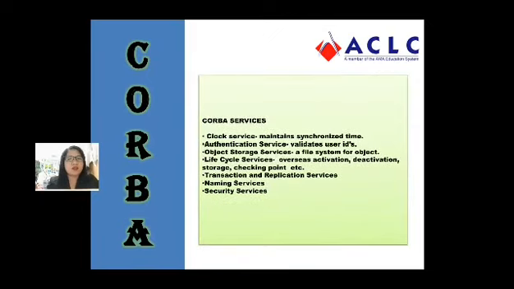CORBA services. Clock service maintains the synchronized time. Authentication service validates user IDs. Object storage service is a file system for objects. Lifecycle service oversees activation, deactivation, storage, checkpointing, etc. Transaction and replication services, naming services, and security services.